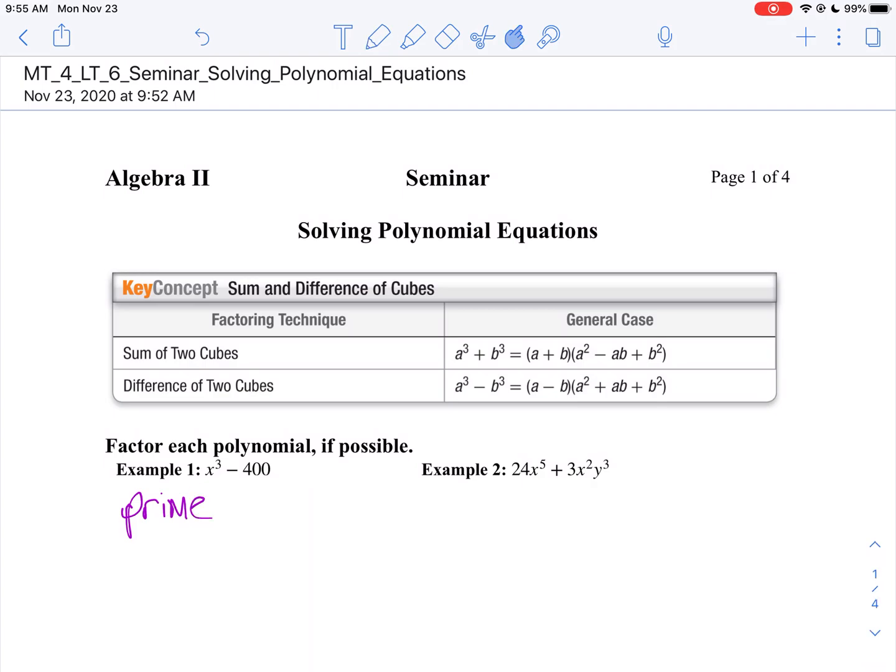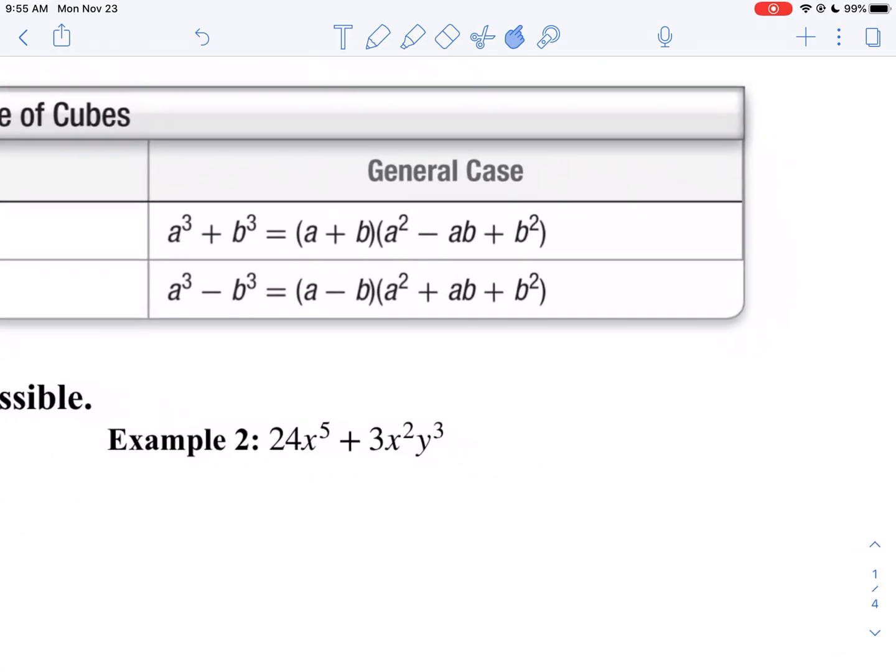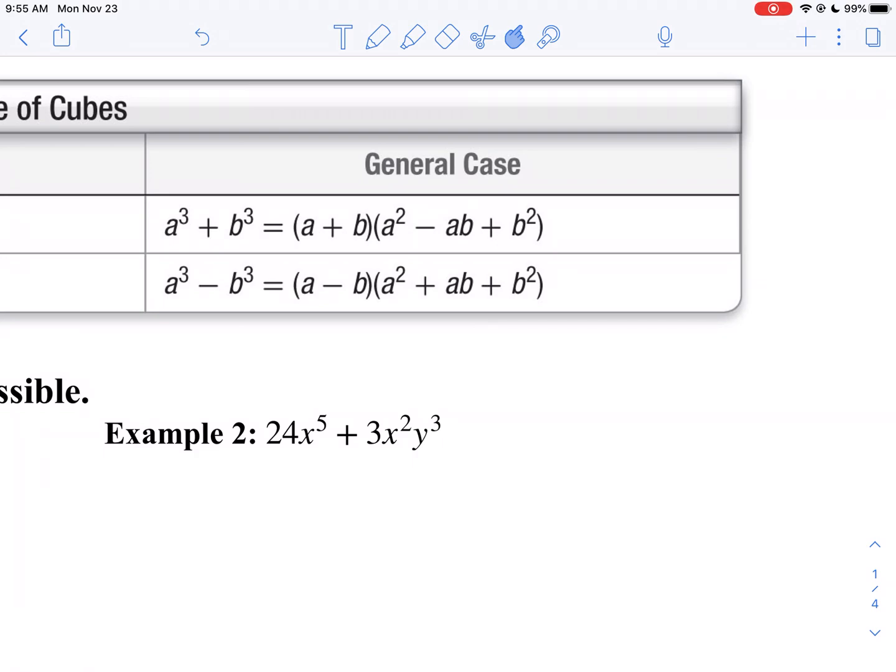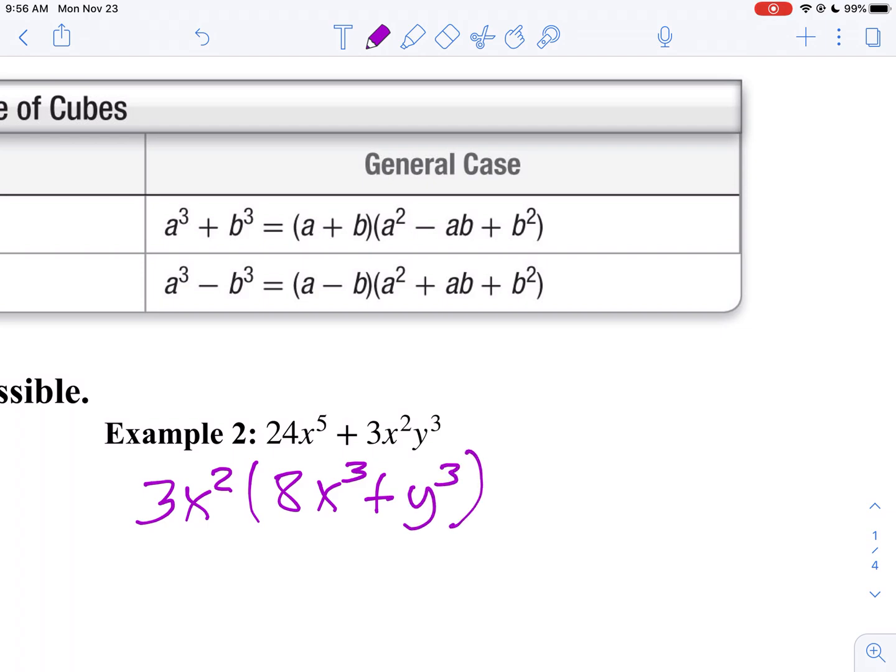Let's take a look at example 2 now. In example 2, it's got some common terms, doesn't it? You've got 24 and 3, so I can factor out a 3. Both terms contain x squared, so I'm going to factor out 3x squared. Well, what do I have left? I'll have 8x cubed plus, when you factor out 3x squared, you've got y cubed left over.